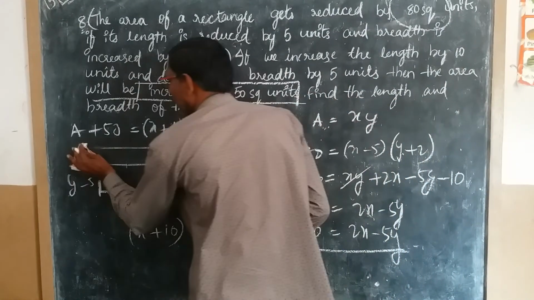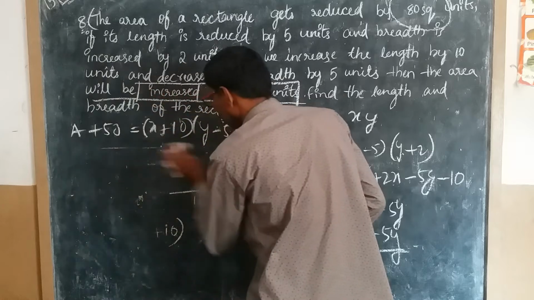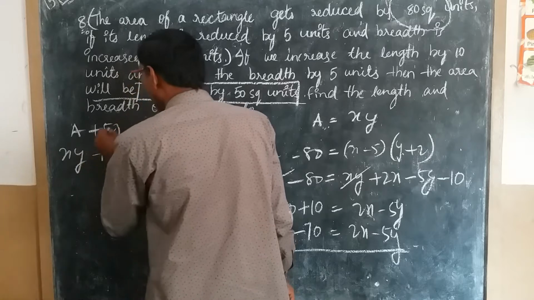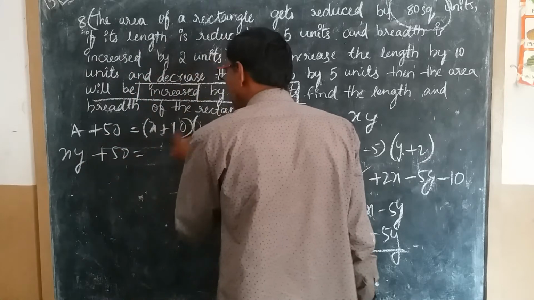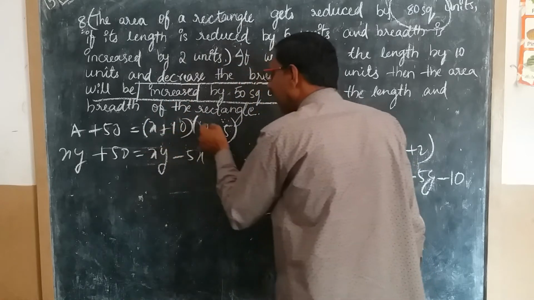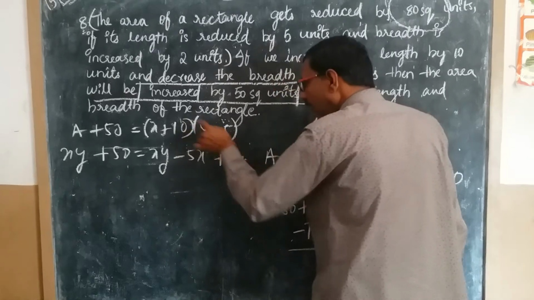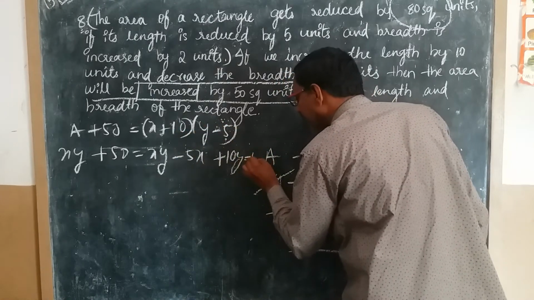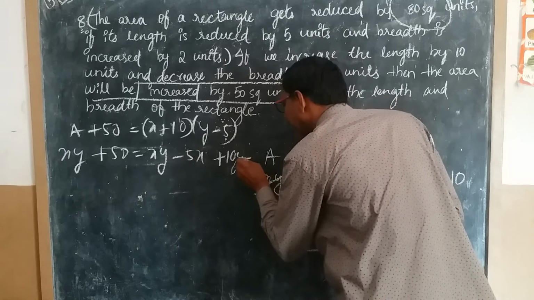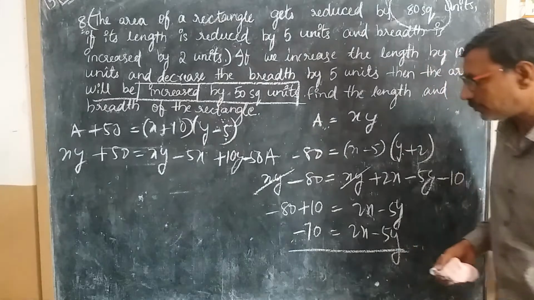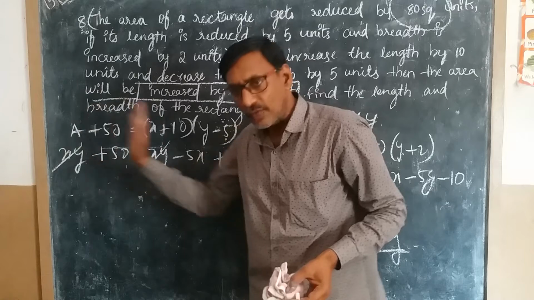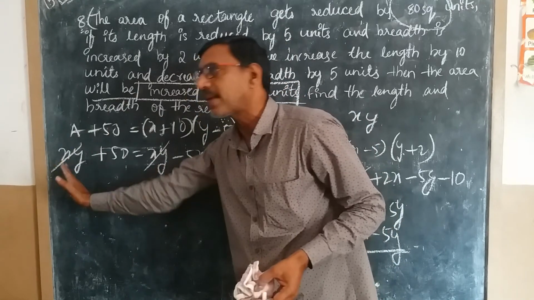Now I will solve this one. Area is defined, that is x into y. I will write x into y here, and plus 50 is equal to first term into first term, x into y; first term into second term, minus 5x; second into first term, 10y; and second term into second term, minus 50. Then again xy gets cancelled. When we transpose the xy from left to right, that will be subtracted from xy.